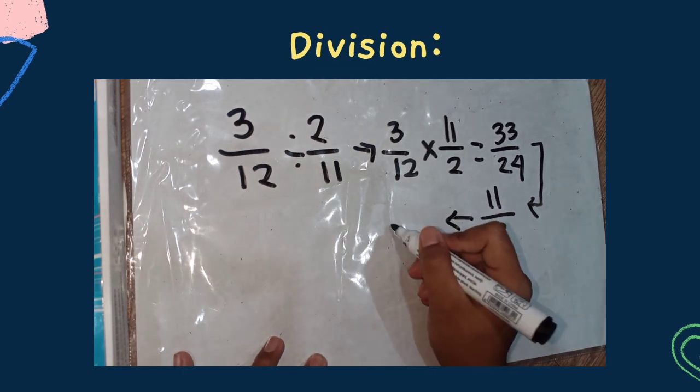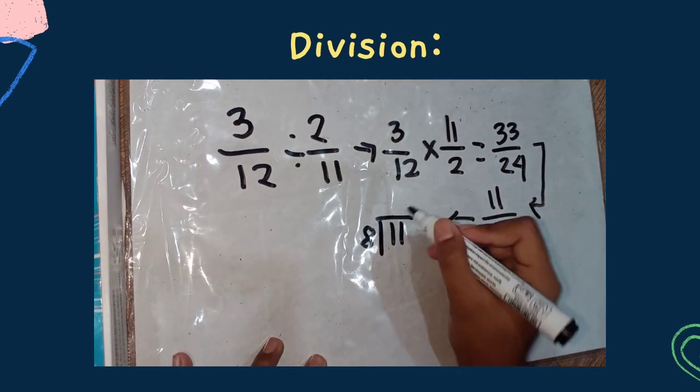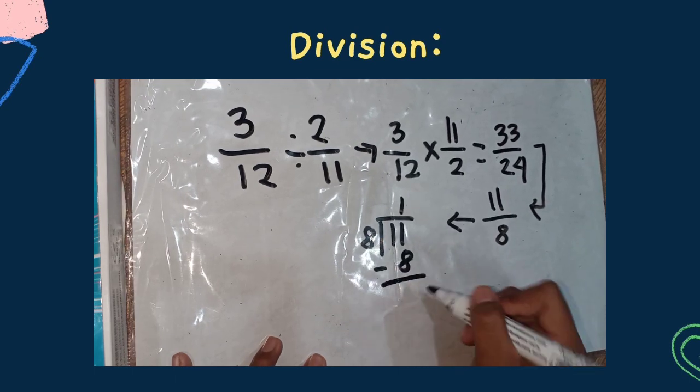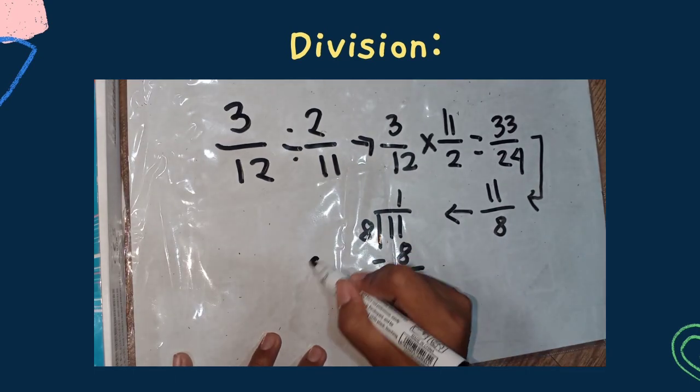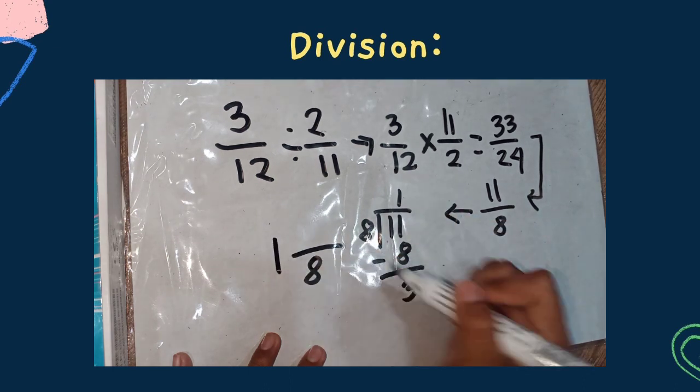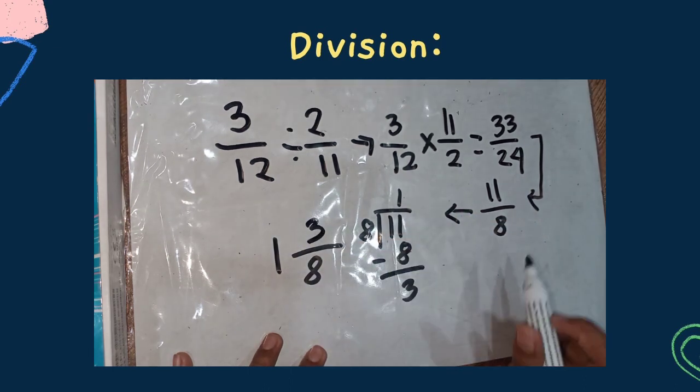But that's not the final answer either because that's an improper fraction. So we have to transform that into a mixed number. And there we have 1 and 3 over 8.